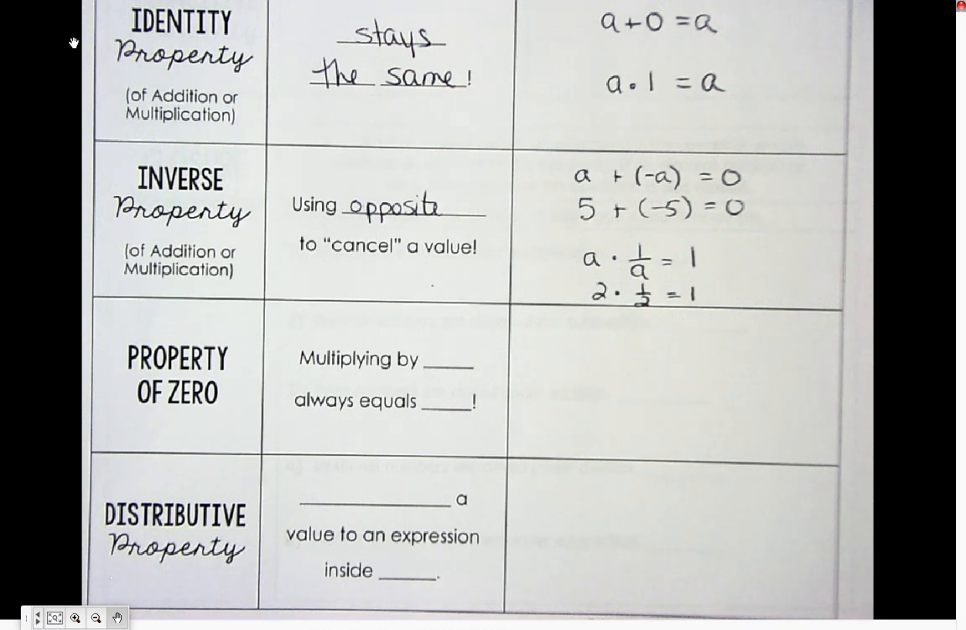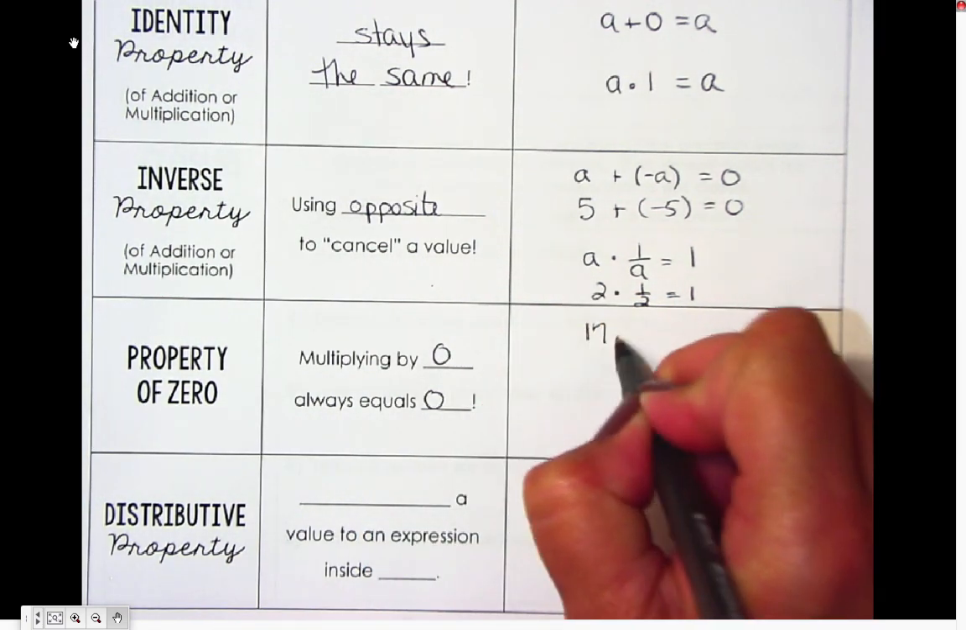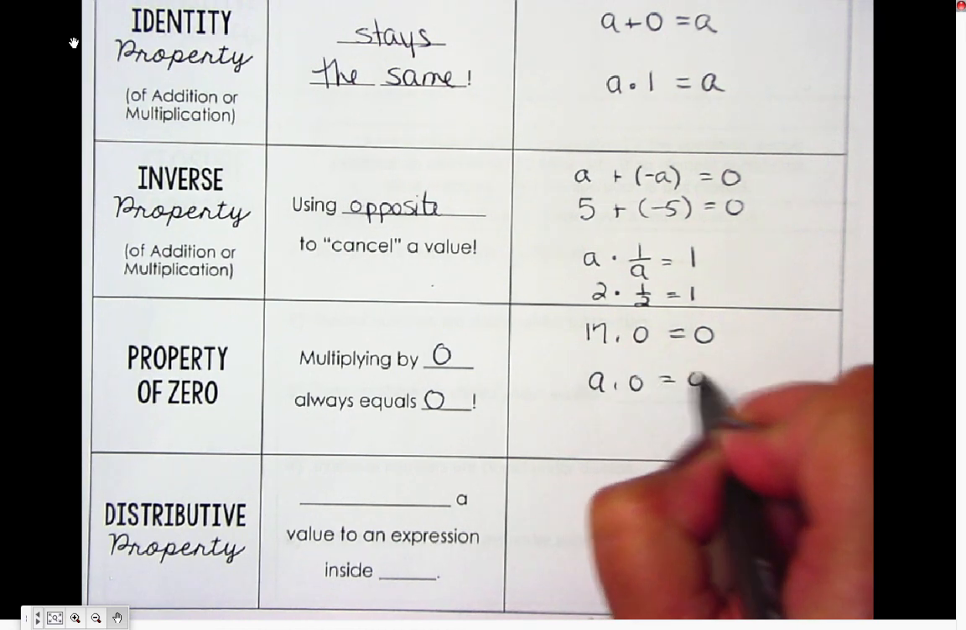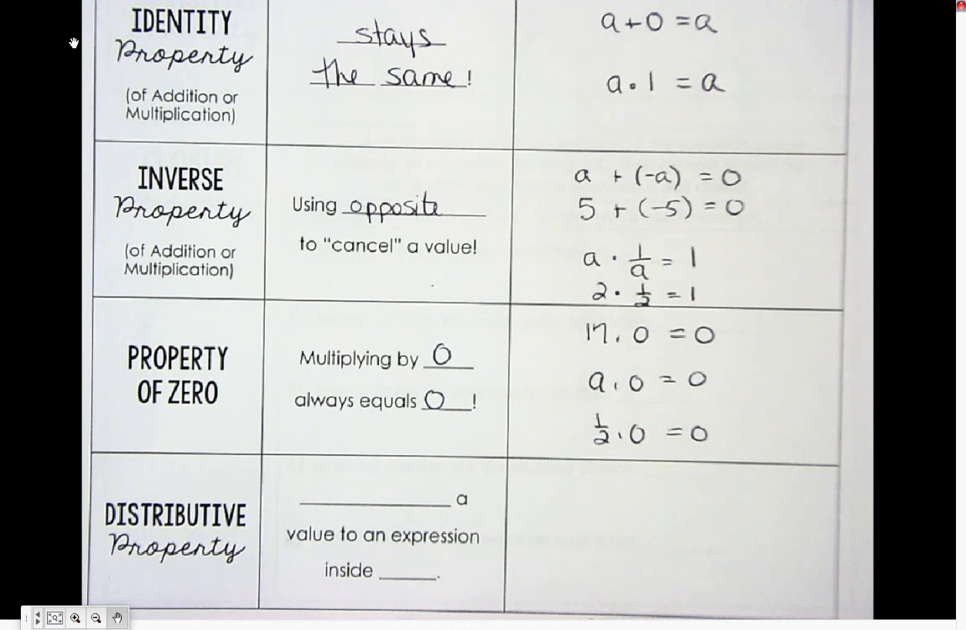Okay, the next one is the property of 0. That's when we multiply something by 0 and it always equals 0. So 17 times 0 is equal to 0. a times 0 is equal to 0. 1/2 times 0 is equal to 0.